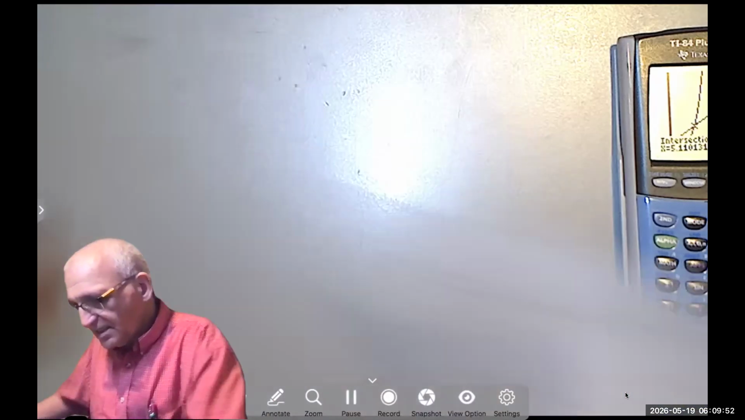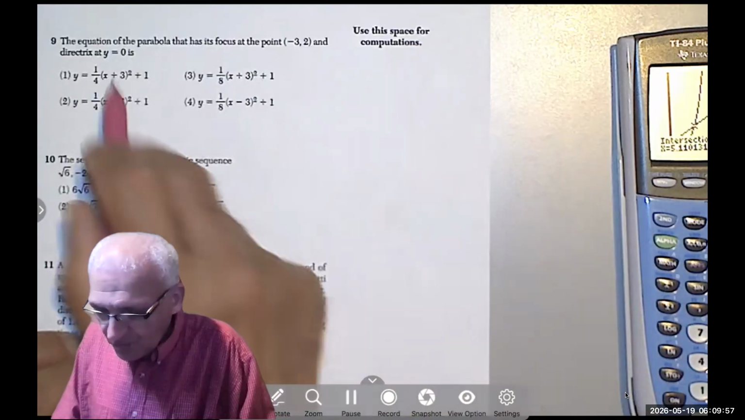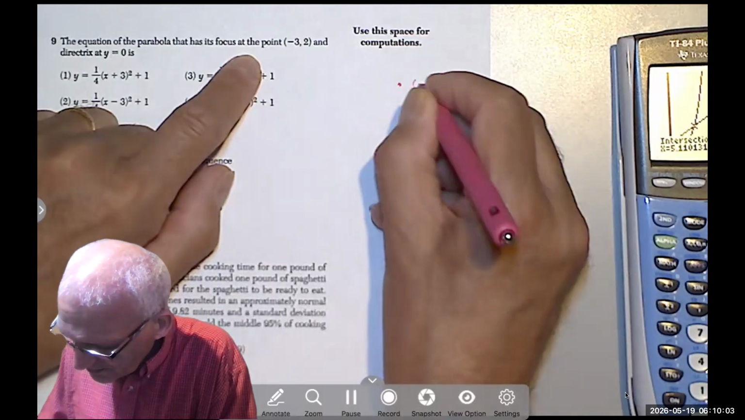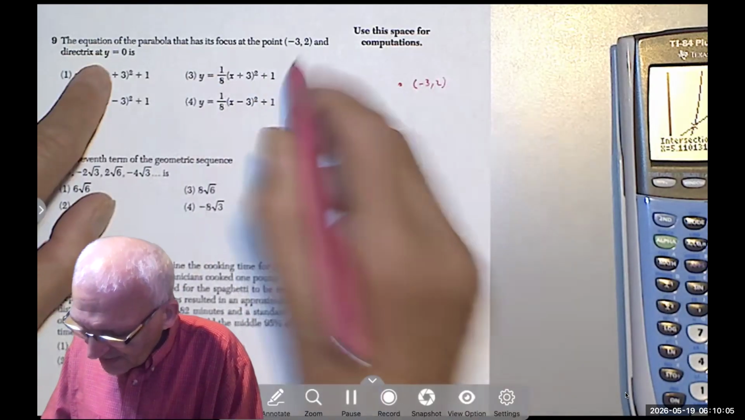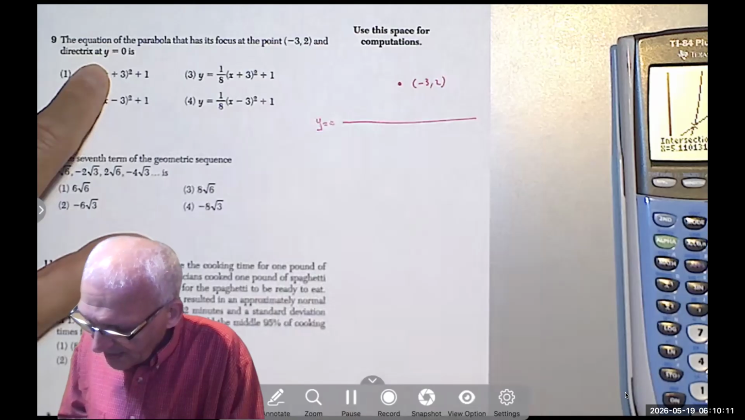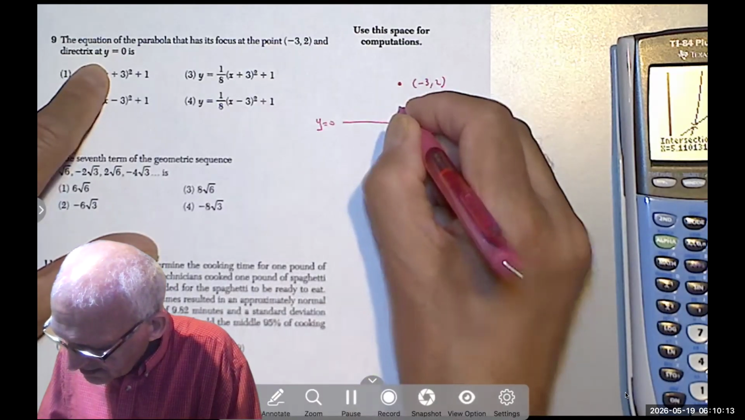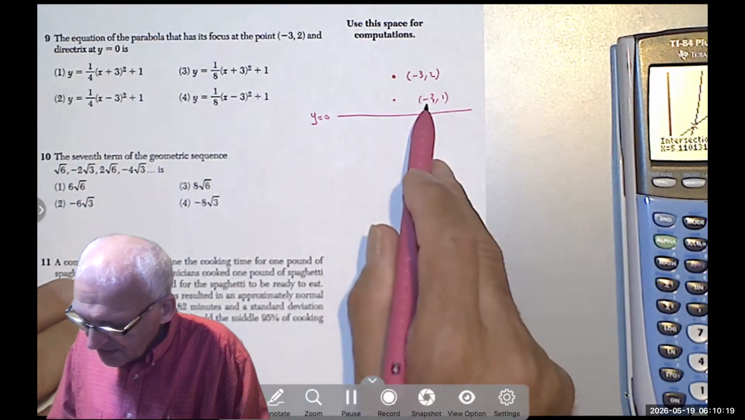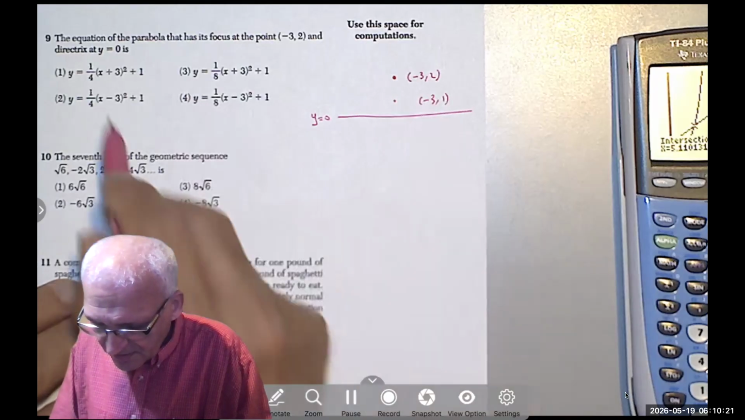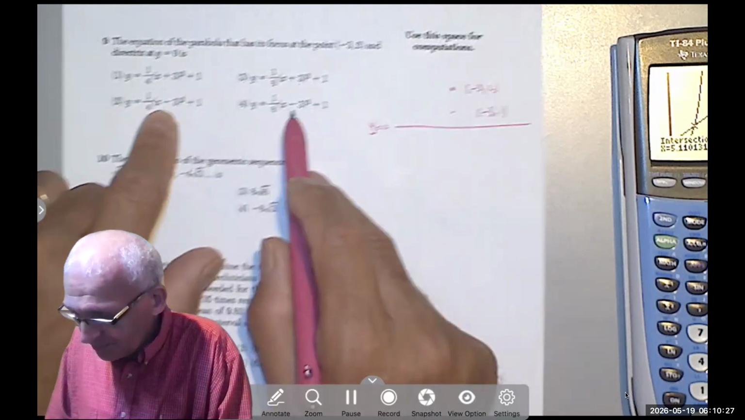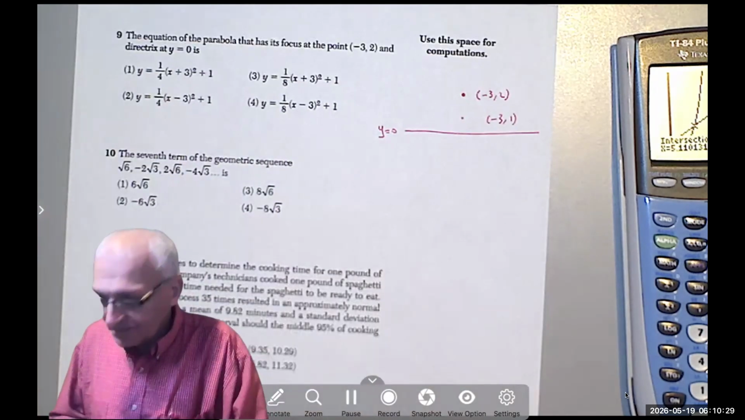Okay, we already did 8. So here we have 9, 10, and 11. The equation of the parabola that has its focus at -3 and 2 and directrix y equals 0, meaning the vertex would be at negative 3 and 1. So it would be x plus 3 squared plus 1. So it's either 1 or 3, right? The vertex is at positive 3. Now, which one of the two?